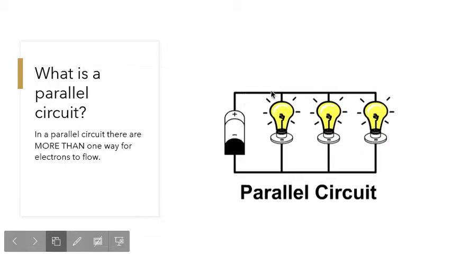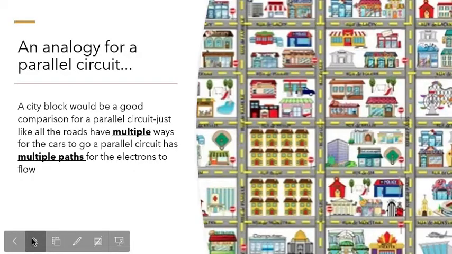So in this circuit, the electrons go from the negative terminal, and they come around and go through this light bulb, or they could come around and go through this light bulb, or they could come around and go through this light bulb. So there are three different ways for electrons to flow. So they have very different properties than series circuits.